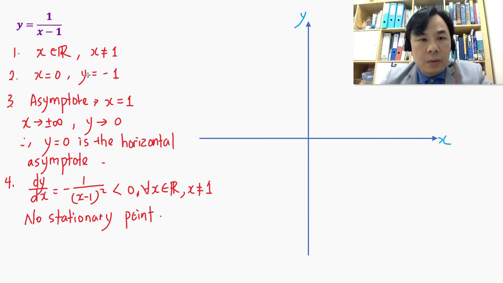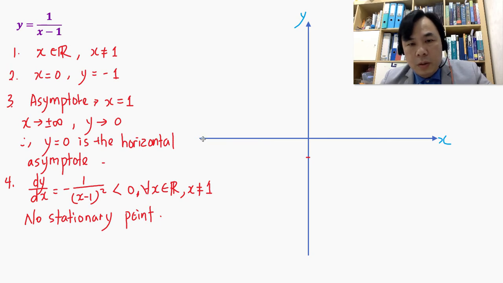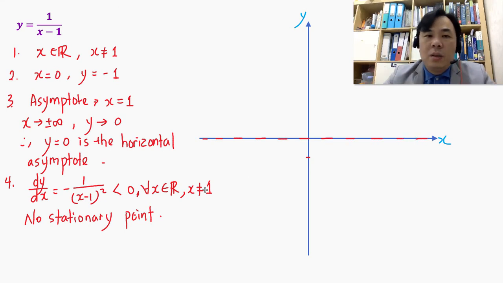So here we have 0, -1. So the graph would pass through here, -1. Okay, and then let me see any other. All right, now we have the horizontal asymptote. The horizontal asymptote is still the same, which is this. So I'm going to draw a dotted line here. Of course, in the exam, you don't really need to do so because it's very hard to differentiate if you draw on the line itself.